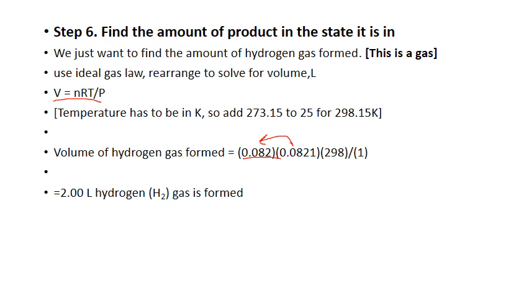So this is the number of moles. This is n. This is R. This one we had to figure out. This is the temperature divided by the pressure, 1 atmosphere. Okay, remember you had to change temperature to Kelvin. Okay, and then when you do that, you end up with 2 liters of hydrogen gas. Okay, right, so there you go. So again, this is going to be a single replacement, metal plus an acid.